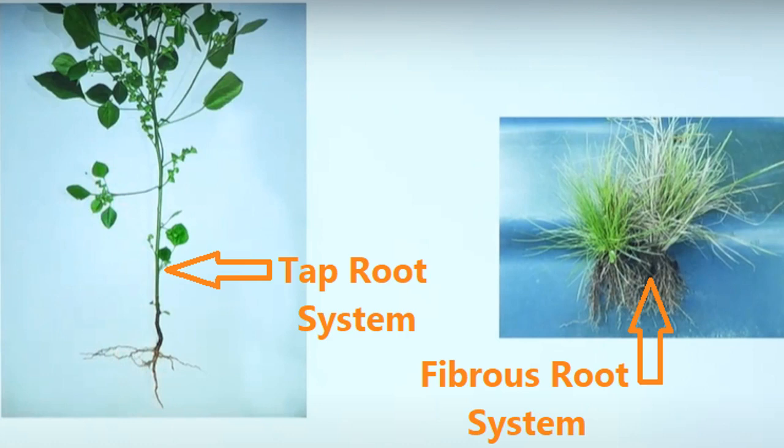Now this is a grass plant. Here you can see tiny roots present. They all look the same. They all start from the same place, from the base of the stem, right? So this type of roots are known as fibrous roots. After doing this activity, it's very clear that some plants have taproot systems and some other plants have fibrous root systems, right?